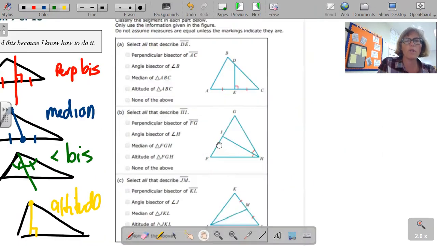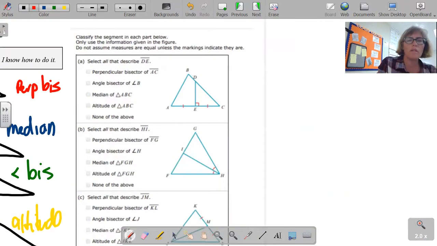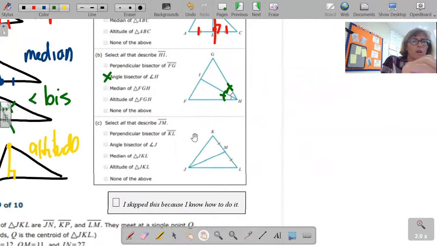So coming over here, matching this up, this first one is a right angle, boom. So that would be a perpendicular bisector. This one, it bisects the angles, so it is an angle bisector of H. This one, it goes to the midpoint of M, so that would make this a median.